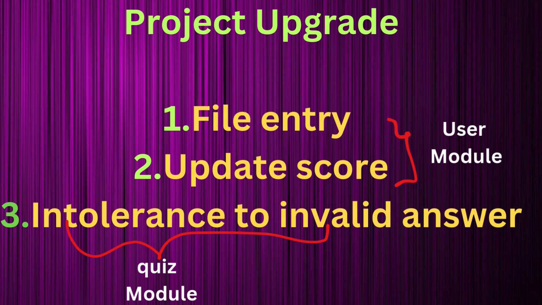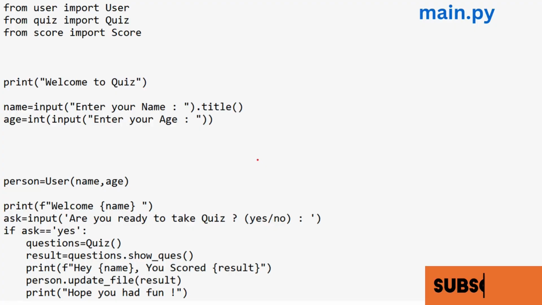Okay, so let's understand this upgradation in detail. We are going to see where we have changed things, and understand what those modifications are. Now let's see the code to understand how this upgradation is done. Okay, let's start from our main file.